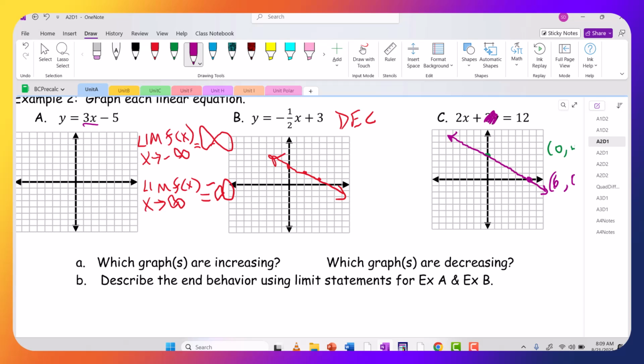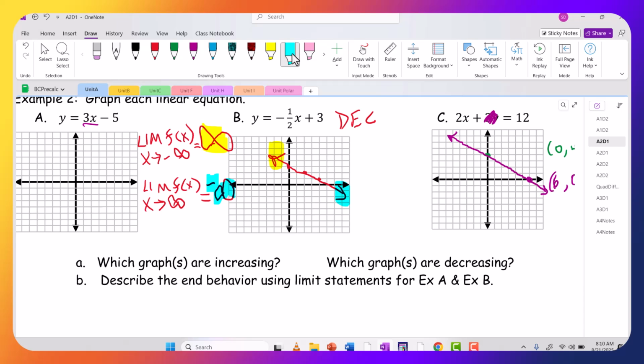Describe the end behavior using limits. I just described this one, so go ahead and throw that in there. As x goes to negative infinity, y goes to infinity. Oh yeah, it's right here, it's hiding. Sorry, a little sloppy math there. So x goes to positive infinity, y goes to negative infinity. So we'll just do one of those limits. Okay? So these two, B and C, are decreasing.